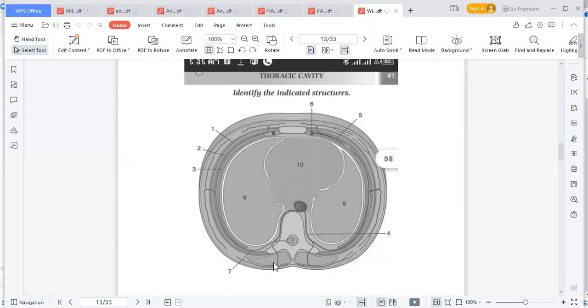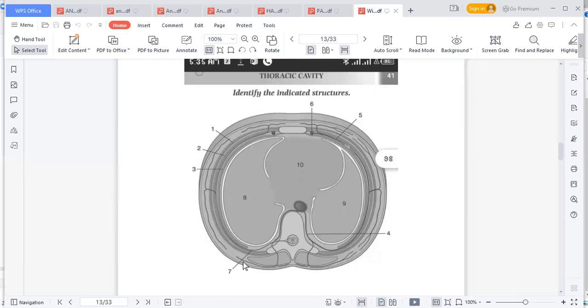Number 4 is the posterior intercostal artery. Number 5 is called the anterior intercostal artery. Number 6 is called the internal thoracic artery. And then number 7 is the nerve. It's called the intercostal nerve. Number 8 is the right lung.